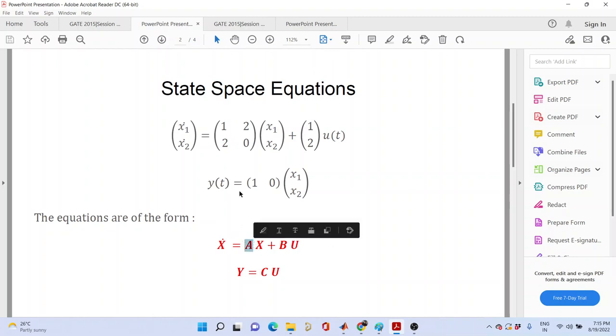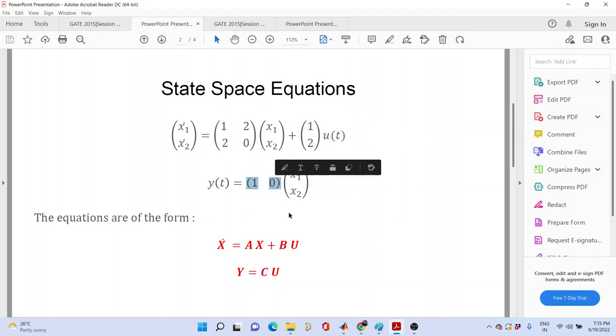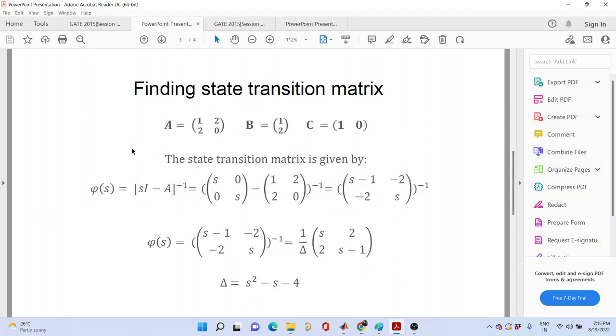The A matrix over here is this matrix. The B matrix over here is this matrix. And the C matrix over here is this matrix. Now we have to find the state transition matrix. So what is a state transition matrix? This matrix gives you information about how the state of the system is evolving with time. That is why it is called so.